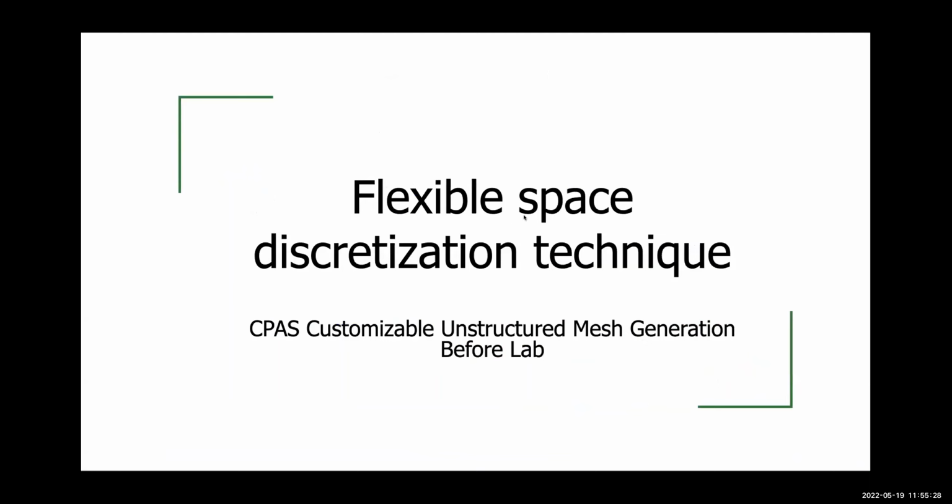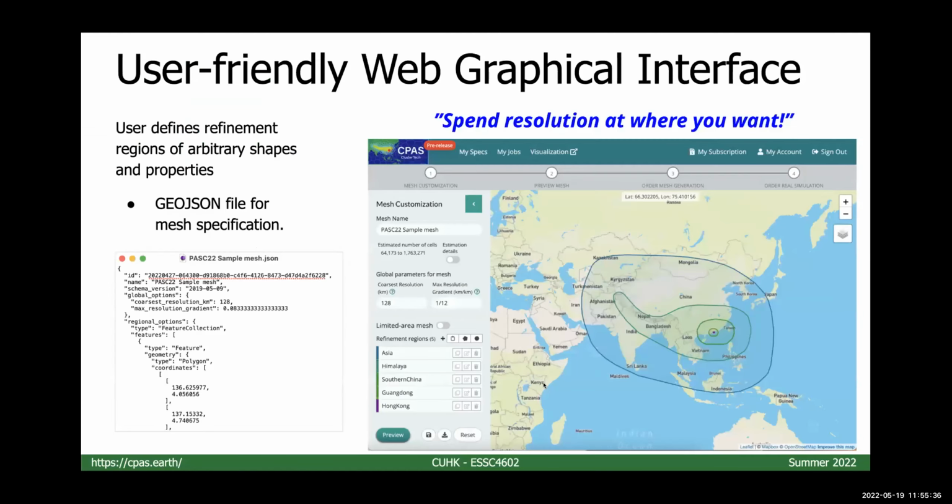For the space discretization technique, there will be just 2 slides left before we can go to the lab. We provide you a user interface. You can specify the shape of the refinement region and the target resolution. And if you press this button to export this mesh specification, spec means specification, to a file, this file is actually just a JSON file in a GeoJSON format, and then you can share it with your teammate.